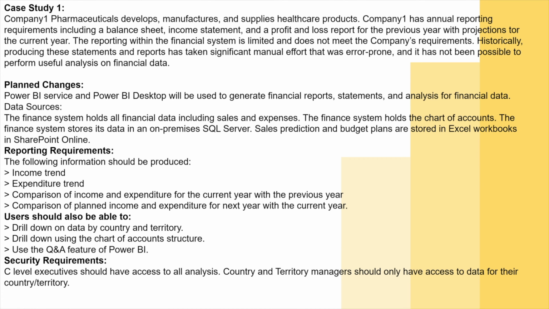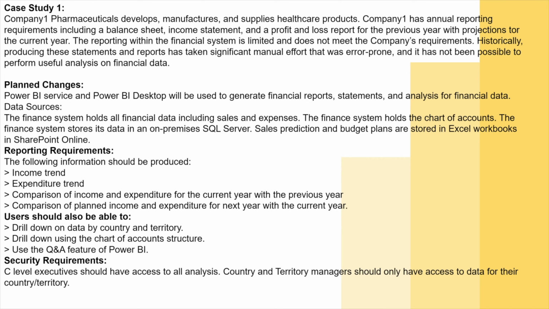So let's start with case study number one. Company 1, which is a pharmaceutical company, develops, manufactures, and supplies healthcare products. Company 1 has annual reporting requirements, including a balance sheet, income statement, and a profit and loss report for the previous year with projections for the current year. The reporting within the financial system is limited and does not meet the company's requirements. Historically, producing these statements and reports has taken a significant manual effort that was error prone, and it has not been possible to perform useful analysis on financial data.